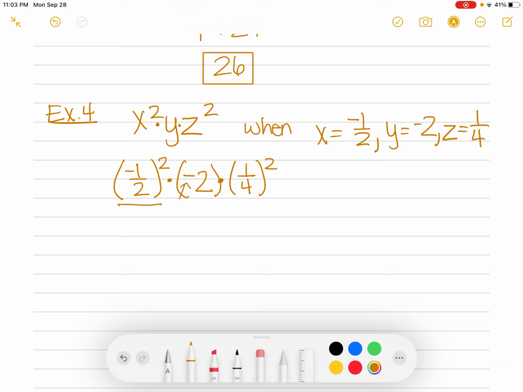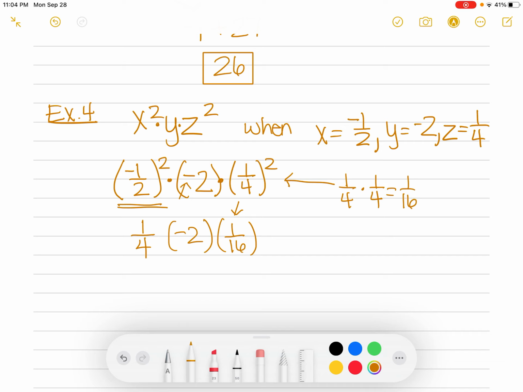Okay, so let's start here with the first exponent. We have negative 1/2 squared. That's going to be positive 1/4. Okay, then I have, oops, hold on, I'm going to do parentheses instead. Then I have times negative 2, and then this last one is going to be times 1/16, okay? And if you didn't get this right, make sure that you know 1/4 squared is 1/4 times 1/4, which is 1/16.